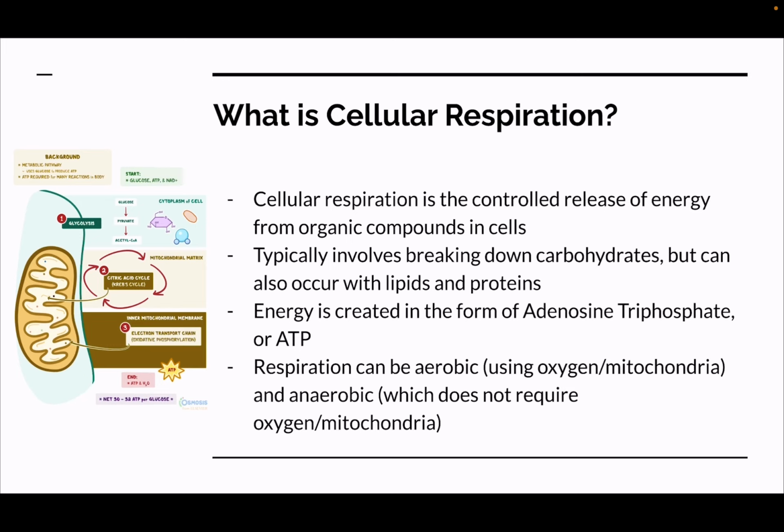The cell creates energy via the form of adenosine triphosphate, or ATP. That's essentially the molecule that is used as energy for various functions within the cell. Respiration can be aerobic, meaning it uses oxygen in the mitochondria, or it can be anaerobic, which does not require oxygen or the mitochondria. But the downside to that is essentially that anaerobic respiration yields much less ATP.